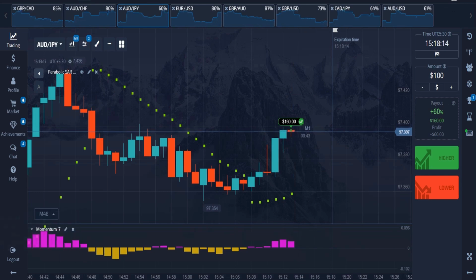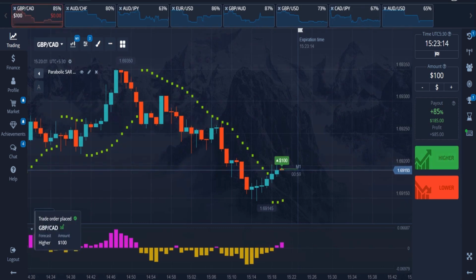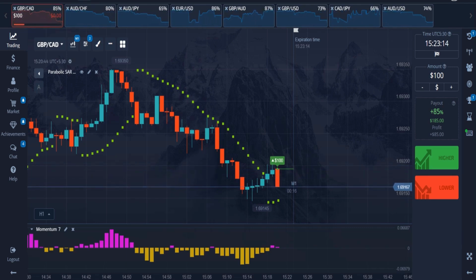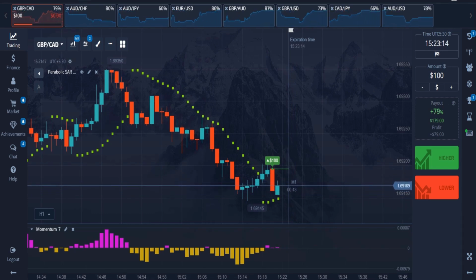Now let's stay patient and wait for the next perfect trade setup. Remember, discipline is key in trading. Here is a perfect buy trade setup according to our strategy. The Parabolic SAR dot is forming below the candle. The momentum indicator bar is rising above the middle zero line. That's our signal to enter a buy trade.